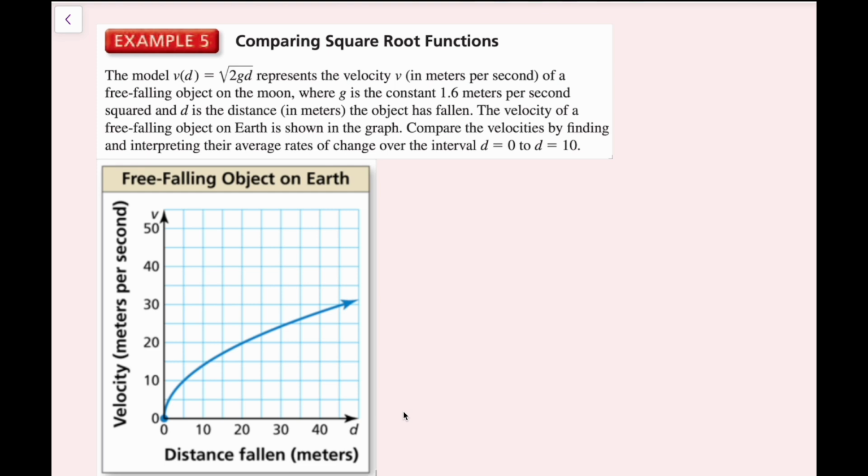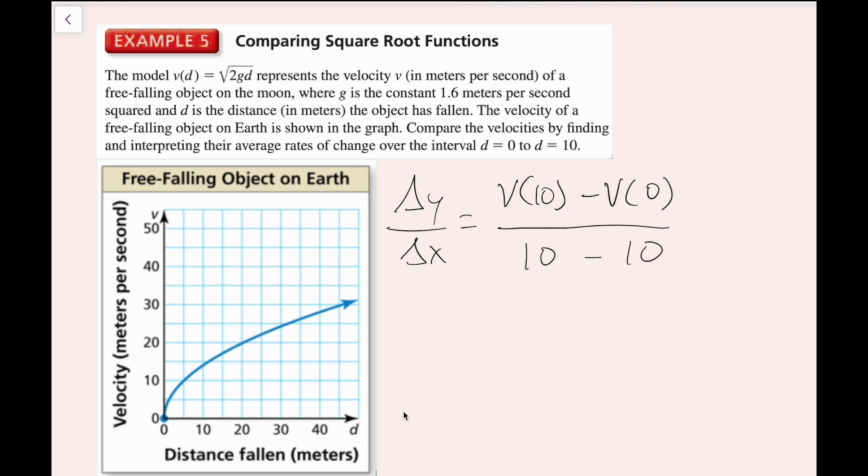Well, if you remember, average rate of change is basically just finding the slope of the line that goes through those 2 points. So the slope of the line is just the change in y over the change in x. And in this case, it's going to be v of 10 minus v of 0 over 10 minus 0. Okay, so I can do that for this function. And then does this function have a name? It doesn't look like it. So maybe I'll call this one f of d for the graph.